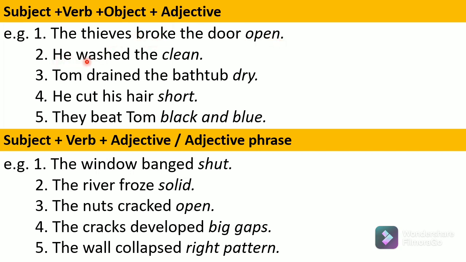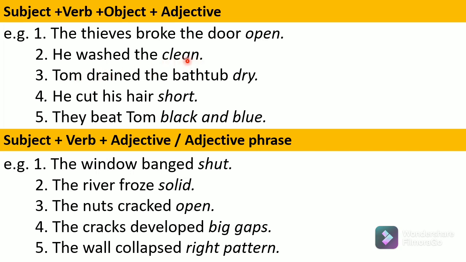Next example is "he washed the car clean." Actually, the word car is missing here. He washed the car clean. So washed is what? It is the main verb and clean is the adjective, right?